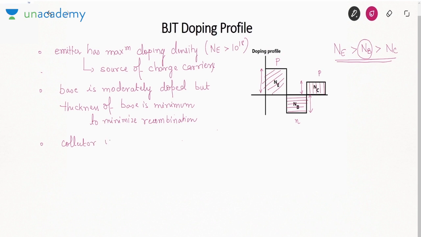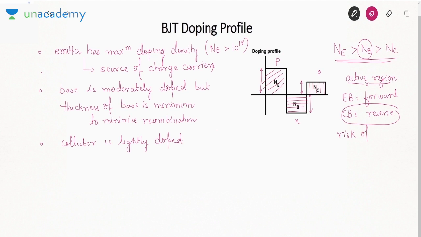Now the thing is, collector is lightly doped. So the first question that comes to mind is, why is collector lightly doped? So later on I will tell you that when we operate the device in active region, which we are going to do in this chapter, in active region, what we do is, we bias emitter base junction forward and collector base junction reverse. Now in reverse region there is a risk of breakdown. In diode topic I told you that there are two possibilities of breakdown or two mechanisms. One is Zener breakdown and the other is avalanche breakdown. Now since there is light doping, which breakdown will occur?